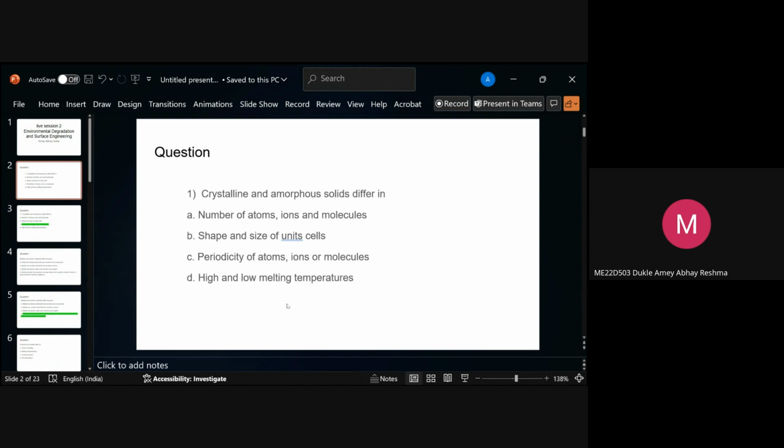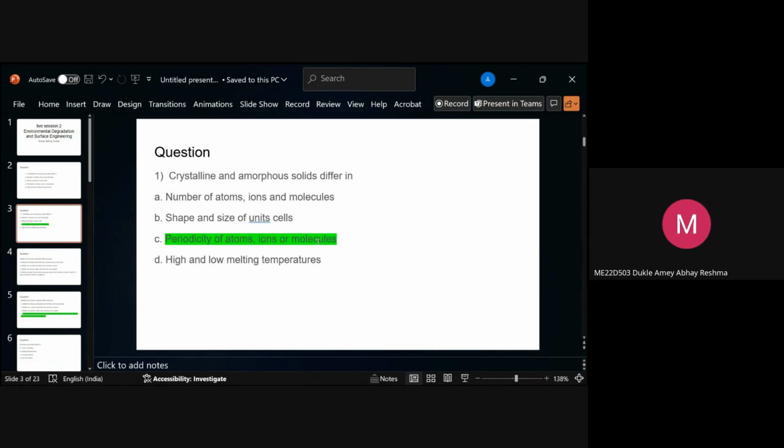So the first question is, crystalline and amorphous solids differ in number of atoms, ions, and molecules, the shape and size of the unit cells, periodicity of atoms, ions, or molecules, high and low melting temperature. So the answer here is periodicity of atoms, ions, or molecules.